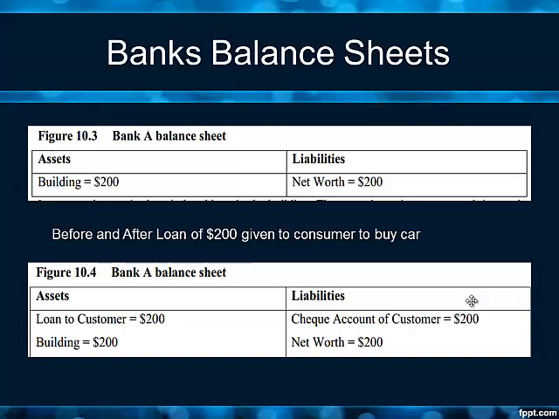So I give you the loan. But how does the loan happen? I don't have any cash. I can't give you a loan.